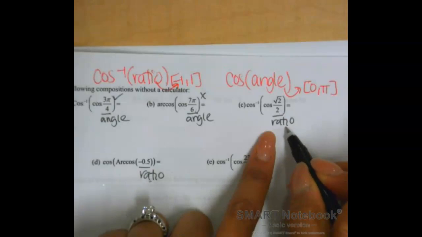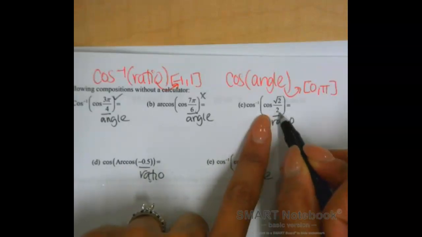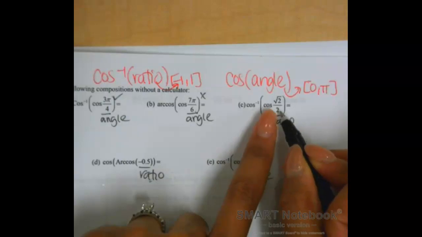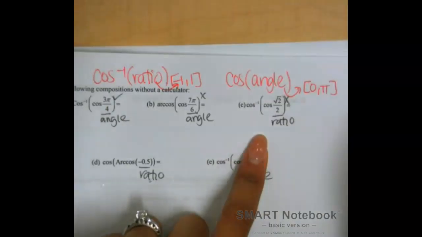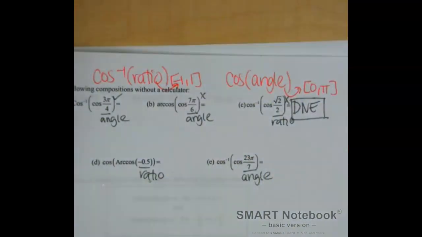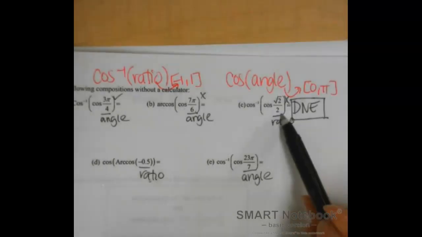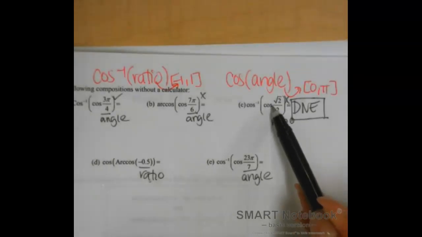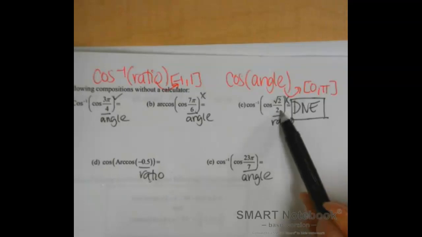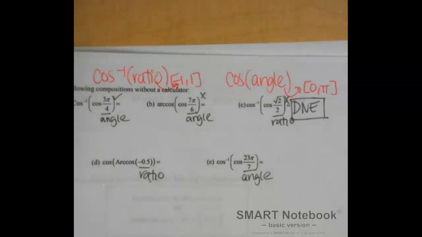Wait, what do we label this as? A ratio. Well, that can't exist. If you have cosine, notice here, this says cosine, right? No inverse. Cosine needs to have an angle next to it every time. Since this doesn't have an angle, I'm going to put an X and label this as does not exist. The reason I'm automatically labeling that as does not exist is because you cannot find cosine of some ratio. You can only compute this if it was cosine inverse of some ratio. Since it's not cosine of some angle, we're just going to write does not exist.